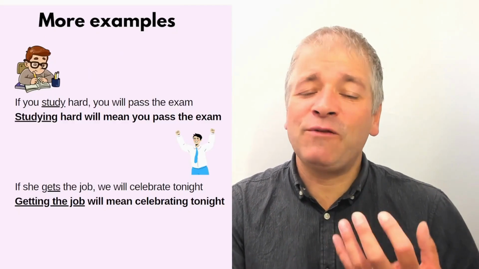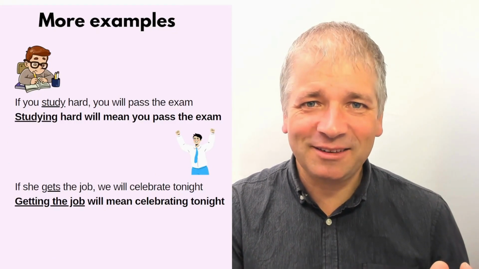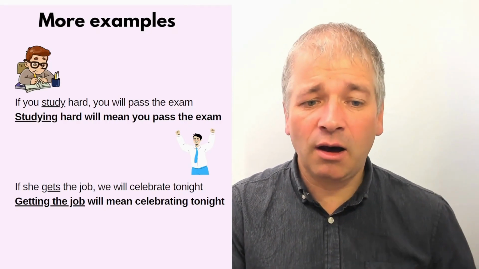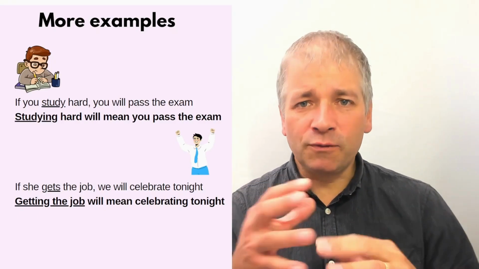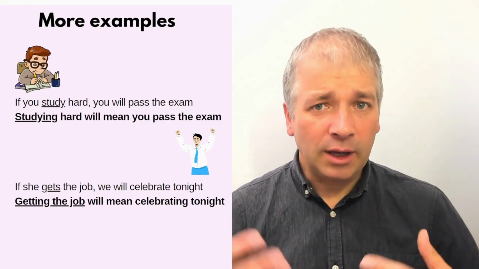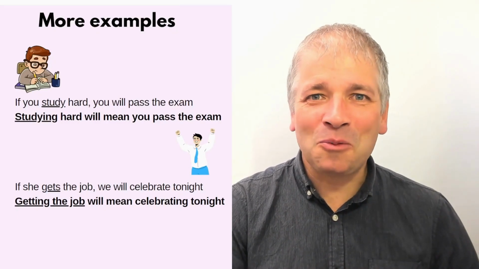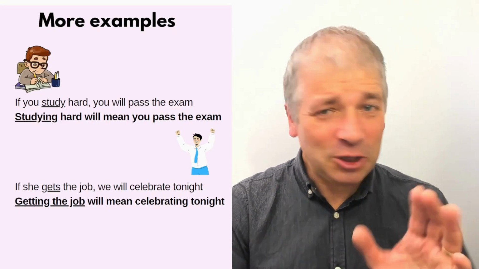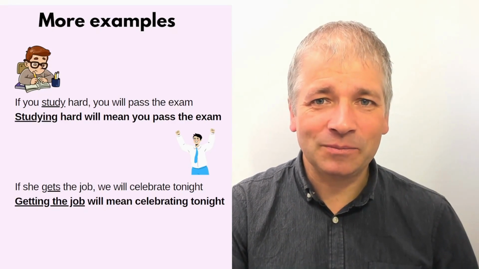Here's some more examples. Imagine if you study hard, you will pass the exam. That's usually true, isn't it? But using this ing change with the verb, we could say studying hard will mean you pass the exam. And here mean is the new verb we introduce to express the relationship between the parts of the sentence. Or, if she gets the job, we will celebrate tonight. Is that what you would do if you got a new job? But you could also say this, getting the job will mean celebrating tonight.